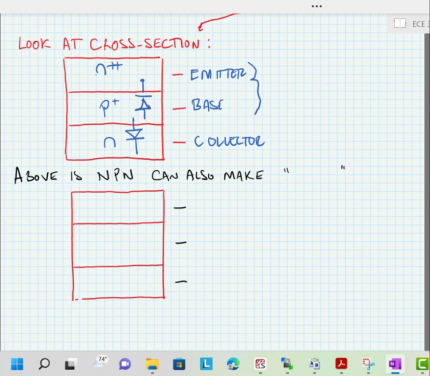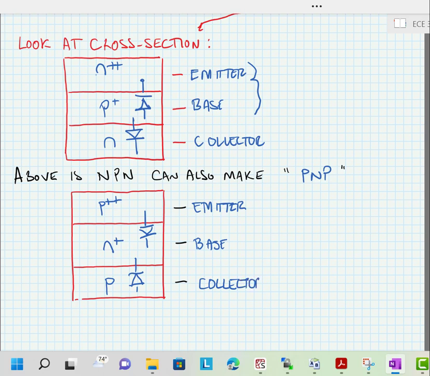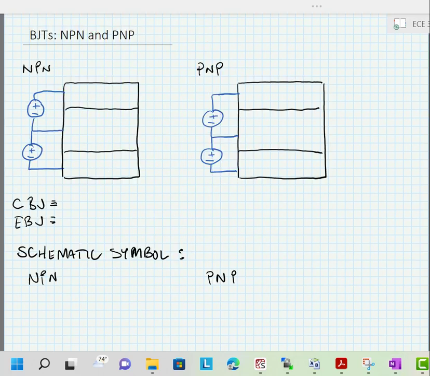We can also make a PNP transistor. Here we would start with a P plus heavily doped region, followed by an N lighter doped region, followed by a very lightly doped region. Again, we also have diodes. The heavily doped region is again called the emitter. The central region is called the base, and the low doped region is called the collector. And again, the emitter base junction is what we're going to care about in terms of the control of the transistor primarily. So let's look at the operation of the NPN and PNP transistors.